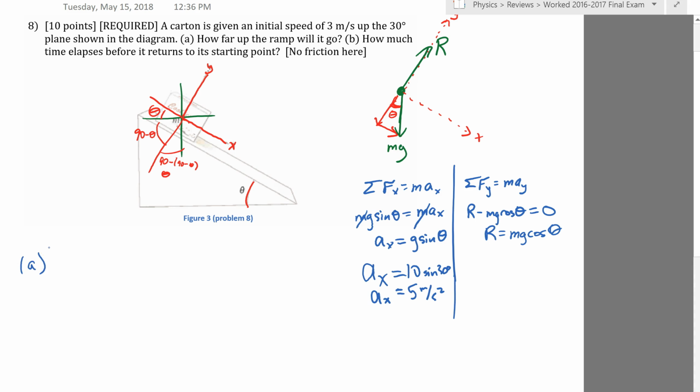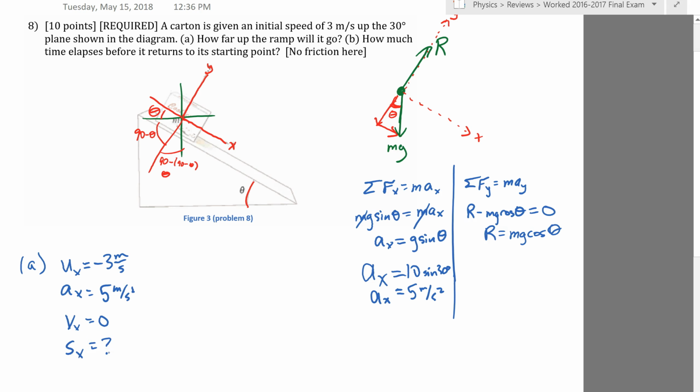We know that the initial velocity is 3 meters per second, but because we define down the ramp as positive, if you push something up the ramp, that's a negative velocity. We know acceleration is 5 meters per second squared. We know at the top of the path, the highest it gets, in that moment, it will momentarily stop and have no velocity. So the final velocity will be 0, and that sets the highest point. And we're looking for displacement in the x.